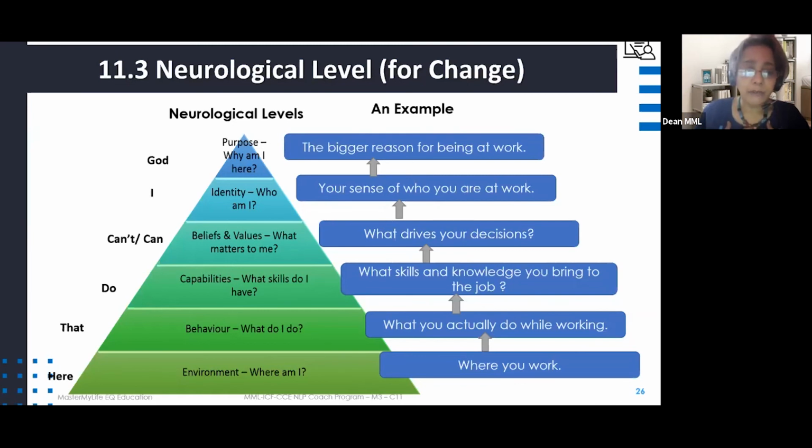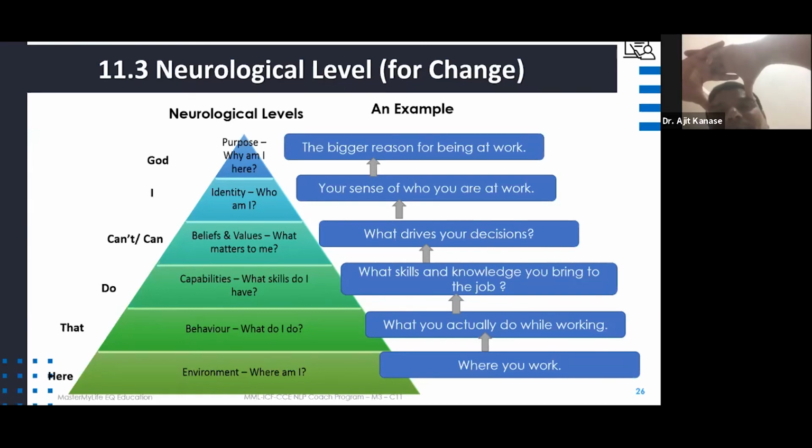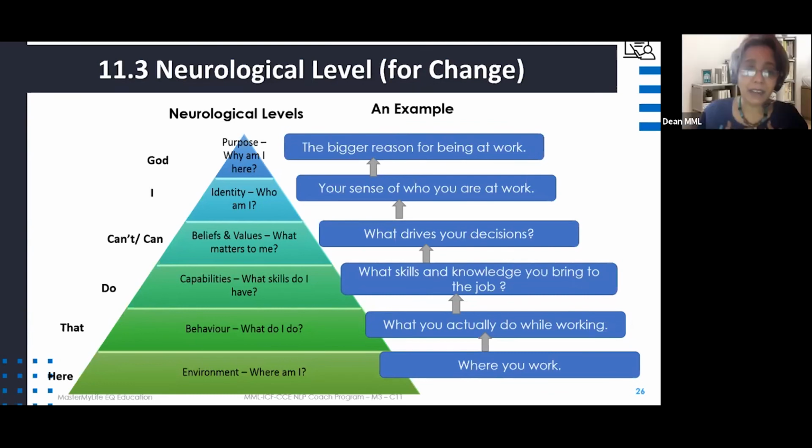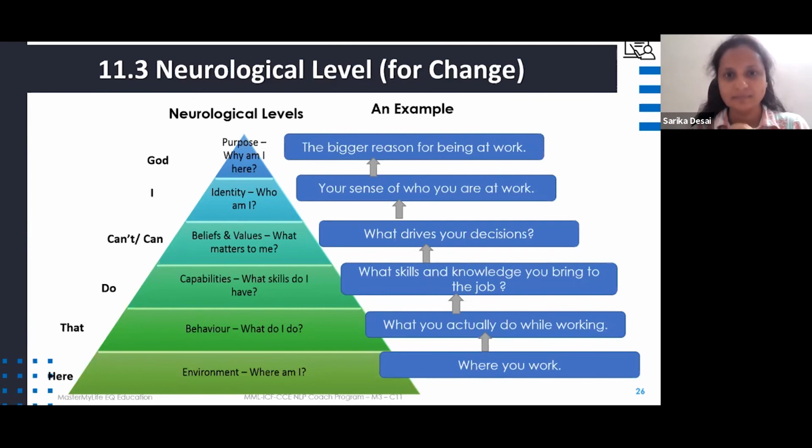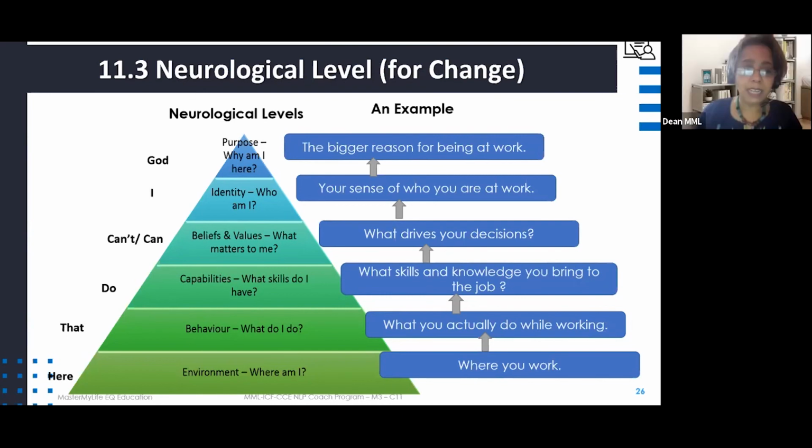Dr. Jeet, are you getting a sense of that? Yes, yes, by all means, I'm just getting a sense, and I'm trying to think. Yeah, absolutely, Sarika, because that is where the resistances will dissolve. Got it. The resistance will dissolve.